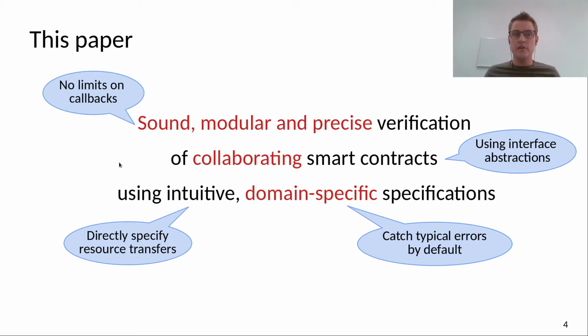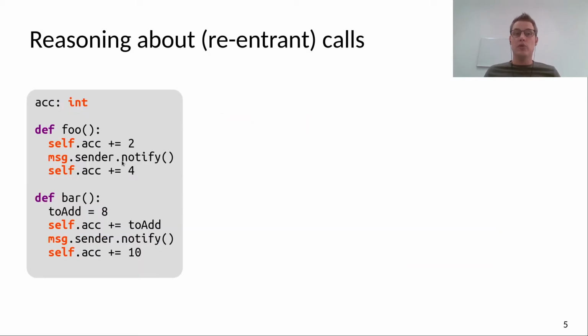So let's look at the first point, and that's sound reasoning in the presence of arbitrary callbacks, also called re-entrant calls. I'll illustrate this on a simple example here. We have a contract that just has an accumulator field and two functions that both add values to the field and perform a call to the outside. So let's see what happens when foo is called. So we add 2 to the accumulator, and now we call notify on message.sender. Message.sender is whoever called us, so that could be anyone, literally.